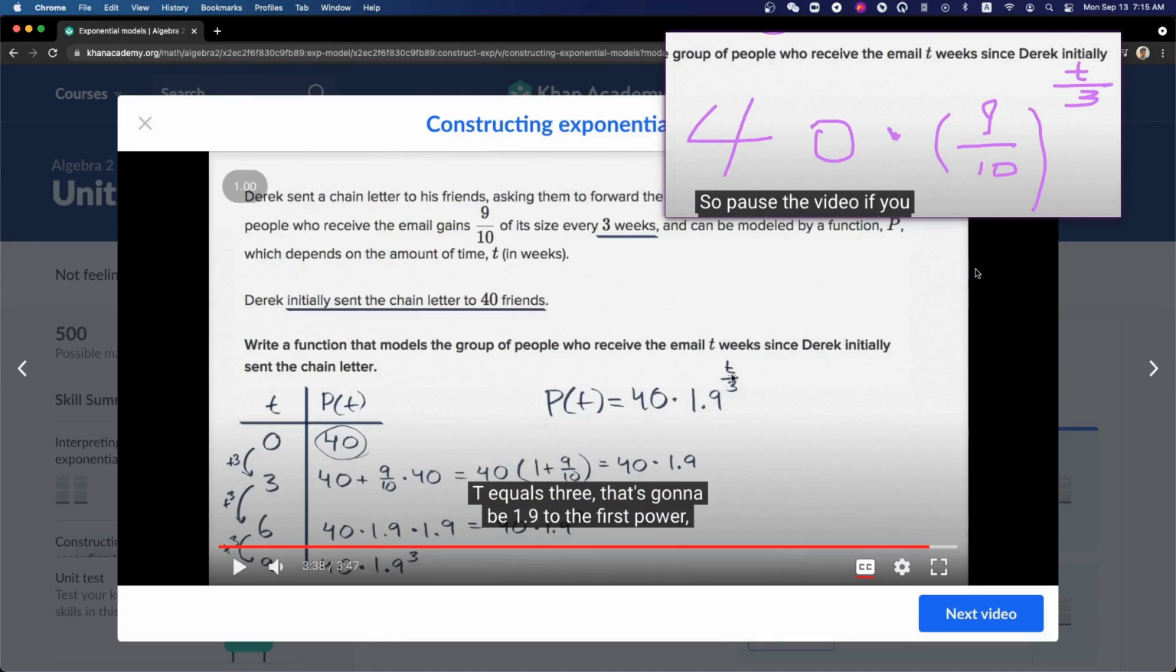we missed one part of it. Here, instead of 9 tenths, we should say 1 plus 9 tenths. That's the final answer for us. So we kind of made it correct.